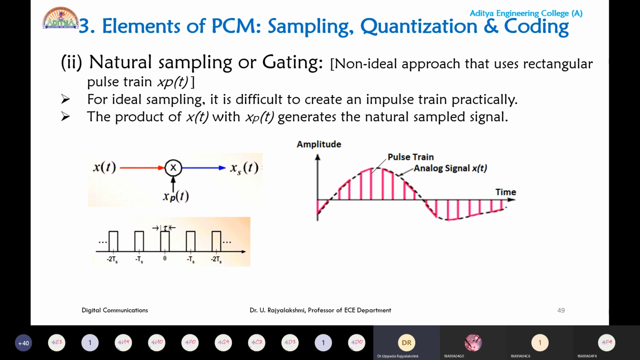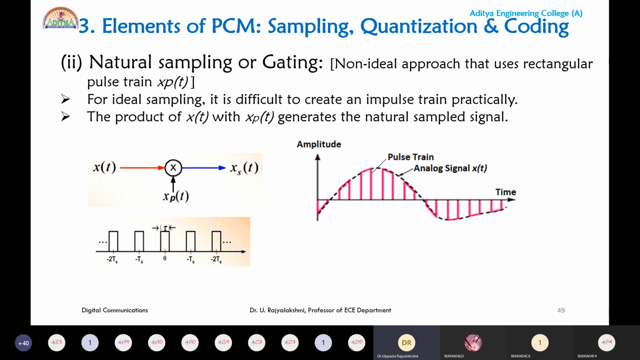Please go through the points here. This is the non-ideal approach, or you can also call it the practical approach, that uses a rectangular pulse train instead of an impulse train. For ideal sampling, it is difficult to generate an impulse train practically. So that's why we are using natural sampling, and it is also called gating because you are using a rectangular pulse train, rectangle and gating.